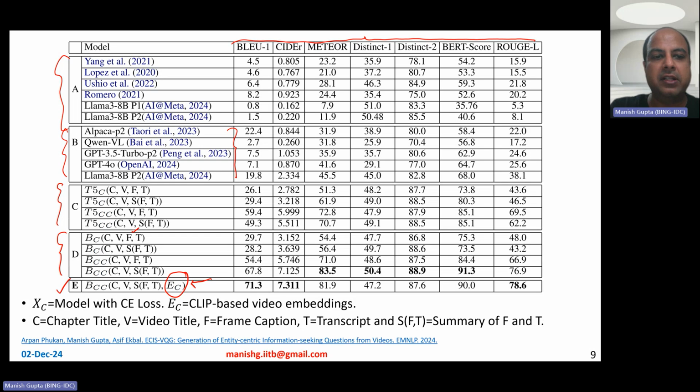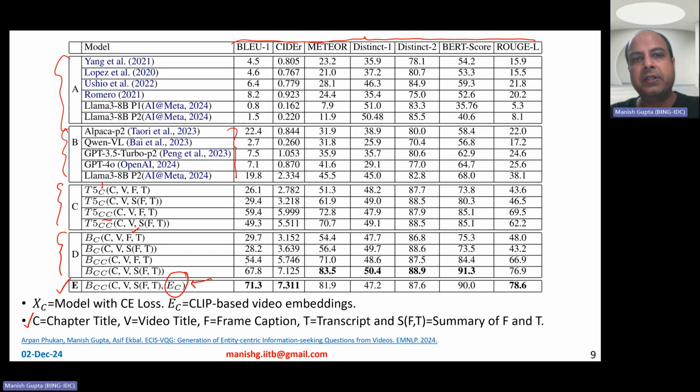Let me tell you, the subscript C means that we just used the cross-entropy loss, but subscript double C means we used both the losses, cross-entropy loss and the contrastive loss. Now in the brackets, there is the C, V, F, T, and S. So what does that mean? C stands for chapter title, V for video title, F for frame caption, T for transcript, and S is a summary of the frame captions and transcript. Basically, that's that.